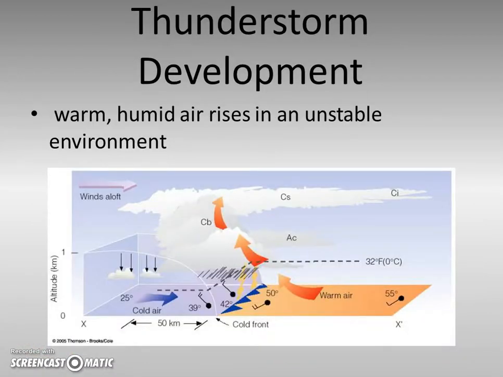Thunderstorms develop when you have very warm, humid air that rises in an unstable environment. So as a cold front pushes in, that warm air pushes up and then it kind of circles back on itself, as you can see in the image below.